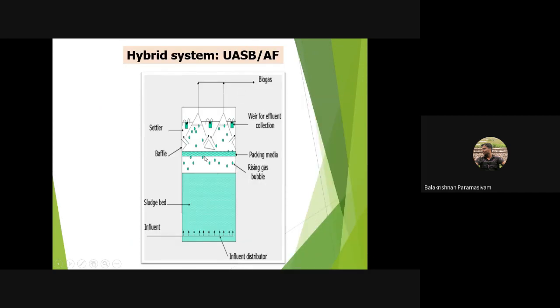This will filter any suspended solids coming out from the sludge bed. Water will come there. Also it will increase the solids retention time and hydraulic retention time. This is one major advantage. After the anaerobic filter, the effluent water we are getting will be of very good quality, and this can be used for gardening purposes.